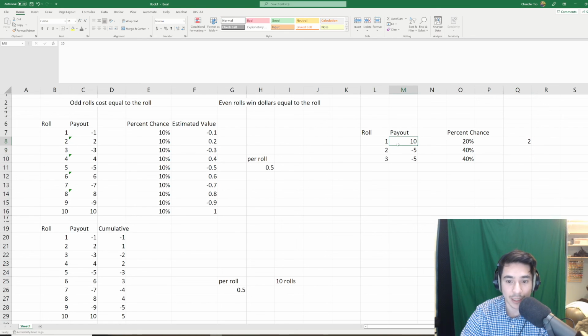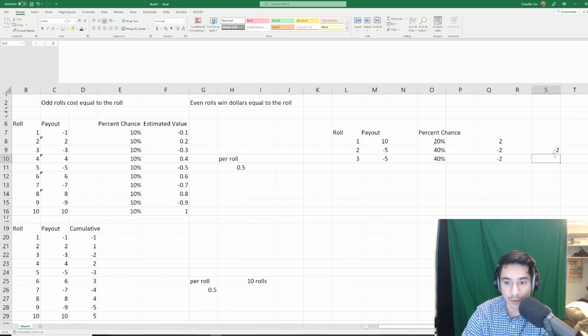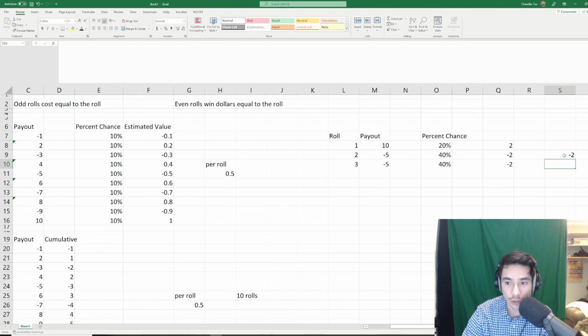So again, we multiply the 10 by 20%, then we multiply the minus 5 by 40%, and minus 5 by 40%, and then we sum all those up. Of course, you can do this in one cell if you want, but I'm doing it out to explain. So on average, your roll is going to lose you $2 in this game, right? And it's because they're using an unfair dice.